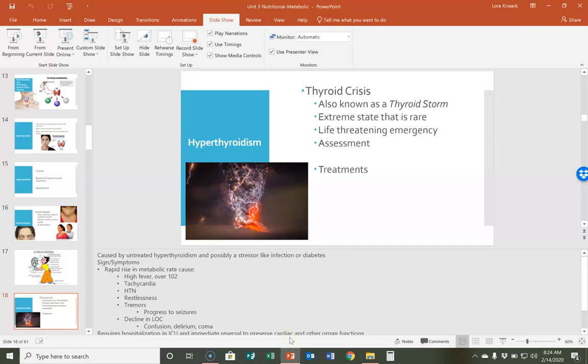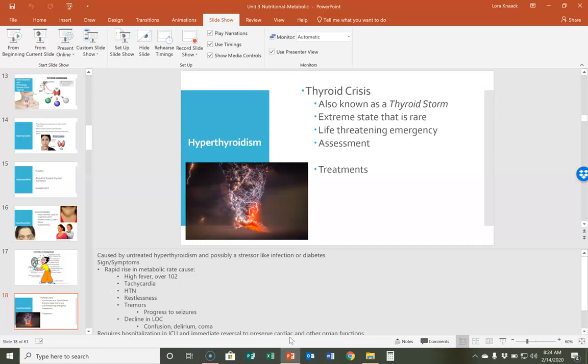Anyway, I have seen a thyroid storm once, and this person was very sick, very lethargic, couldn't really communicate with us at all. And it was very scary once we got those labs back and knew what was going on. So you've got to think about rapid rise in metabolic rate. What are things you're going to expect happening? High fever, right? The metabolism is going very fast. So high fever over 102 degrees Fahrenheit. What goes along with that? Tachycardia, okay? Hypertension, restlessness, that feeling that something is going wrong but can't explain it.